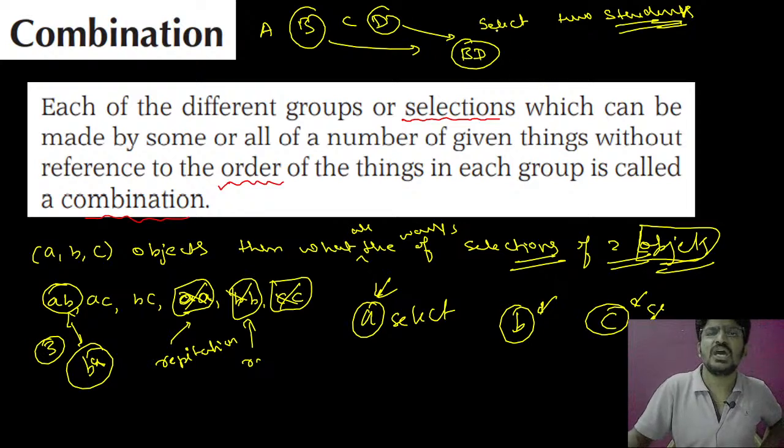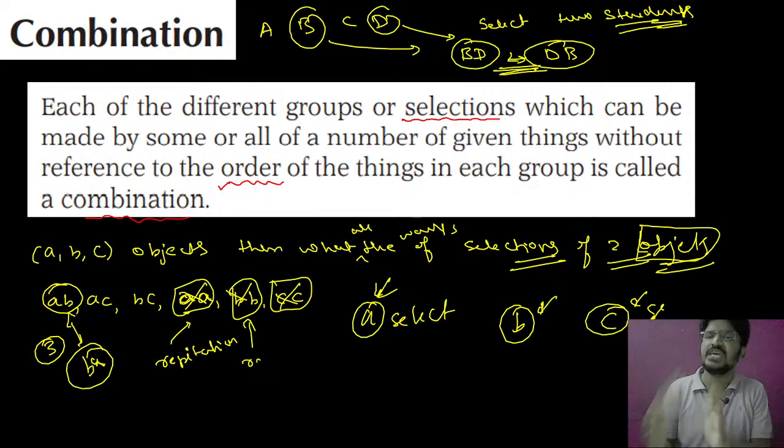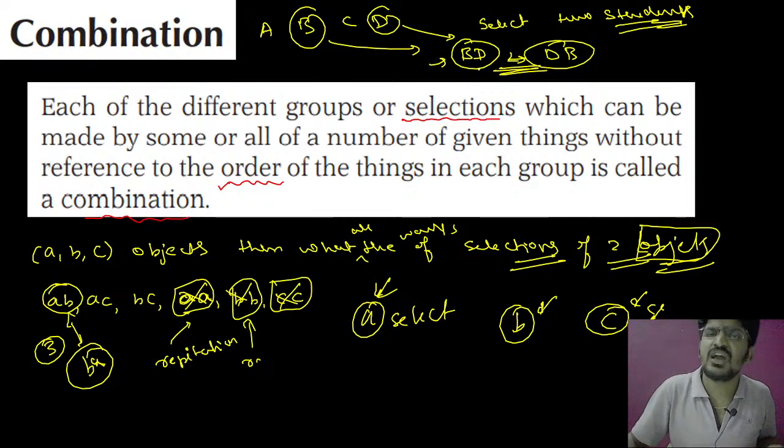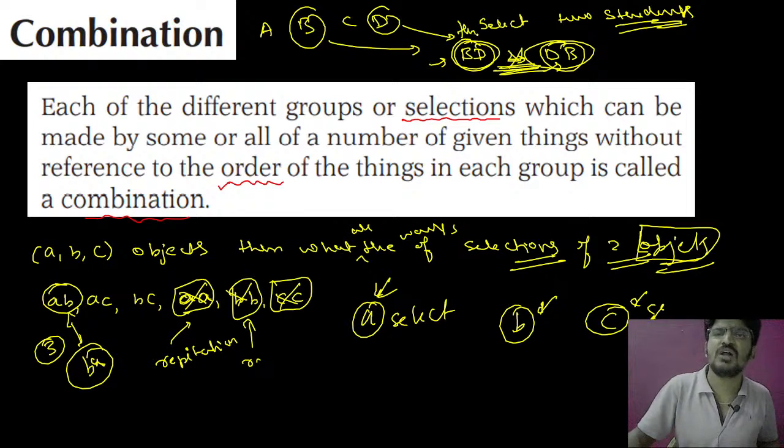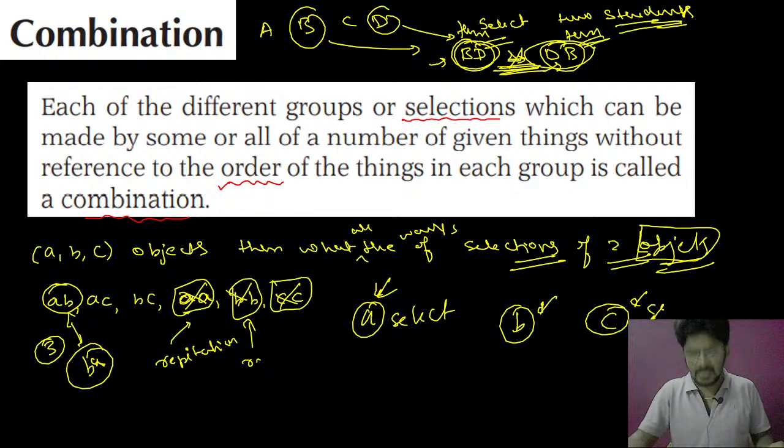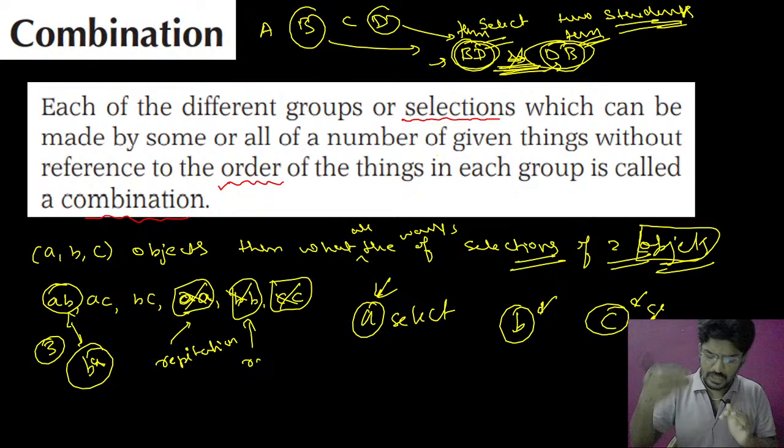If you say DB, this is nothing but the same selection. Here also there are the same students. It doesn't mean that they are different students. This is not arrangement, this is selection. In this team also there are the same students. So I can't do 2 teams with the same members. I have to select different teams.